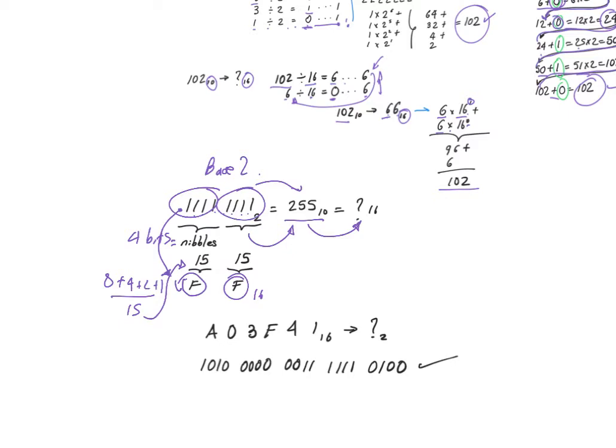So this number A03F41 in base 16 would be A, which is 10, 0, 3, F, 4, and I just missed one, 1. All right? Okay, guys, I'm going to continue later on with the next topic.